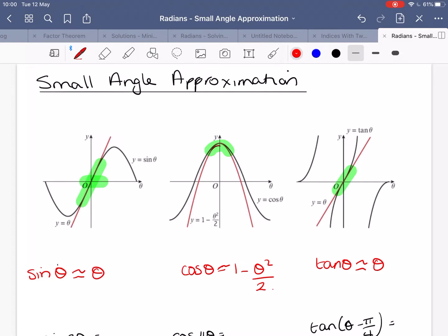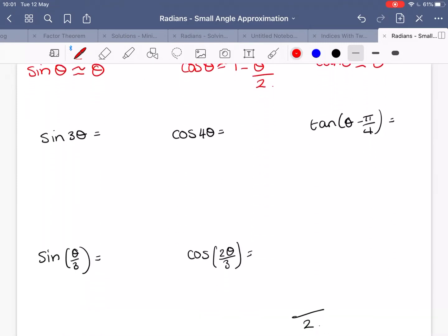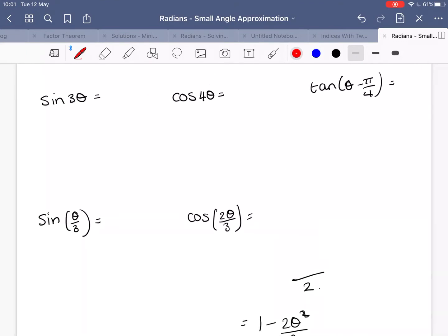Okay, so how are we going to use these small angle approximations? Well, before we do that, I need to show you a step first. We've got our 3 approximations: sine theta and tan theta are approximately equal to theta, and cos theta is approximately 1 minus theta squared over 2, which is why we use that little squiggly equal sign, because it means approximately equal to. But how do we do things that aren't quite as we've put there?